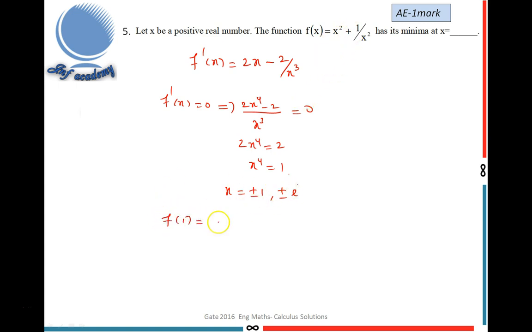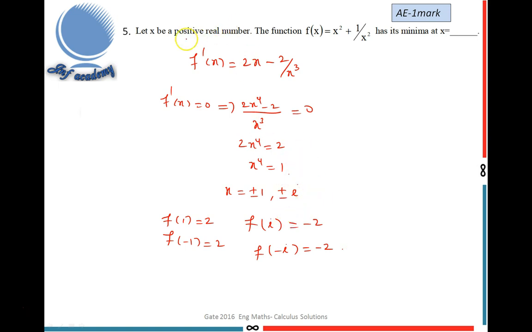First I find f of 1, that is 1 plus 1, 2. Next I find f of minus 1, this is also 2. f of i, i square is minus 1, so minus 2. And f of minus i also, i square is minus 1, minus i whole square, i square is minus 1, minus 2.